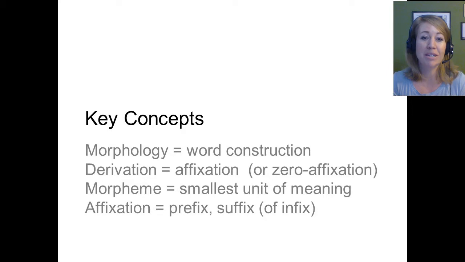We covered the term derivation. One way that we create new words is through derivation, which is basically adding affixation. So an affix can be a prefix like undo, or a suffix like doable. So we can add those things to words to create new words. We also covered the concept zero affixation, which was when you don't change anything about the word, you just create a new definition for it, right? So we looked at that in class.